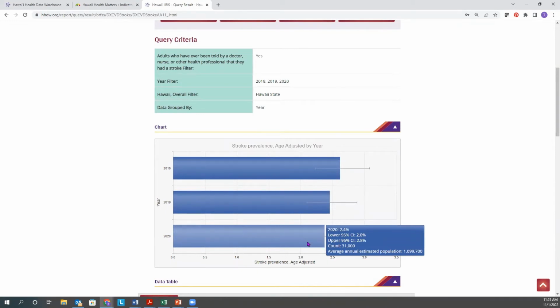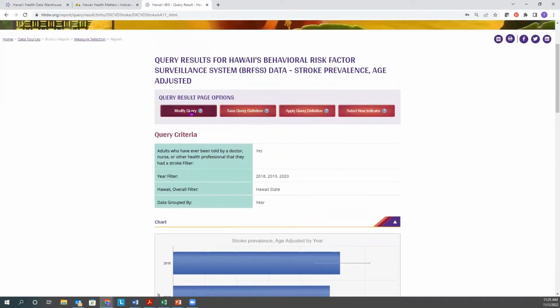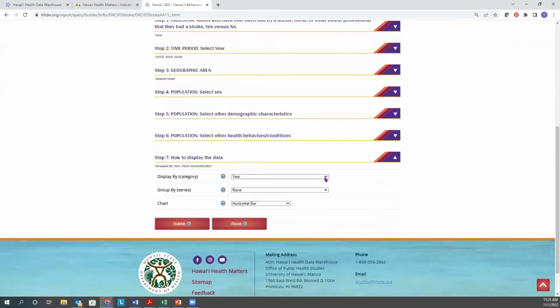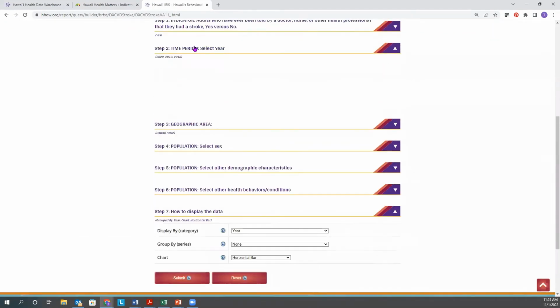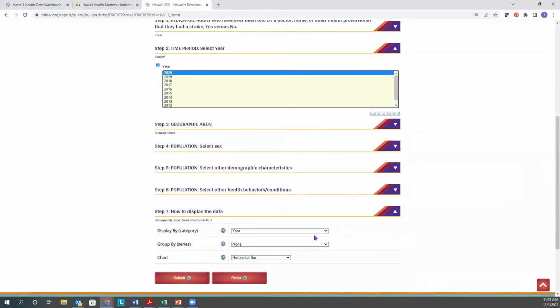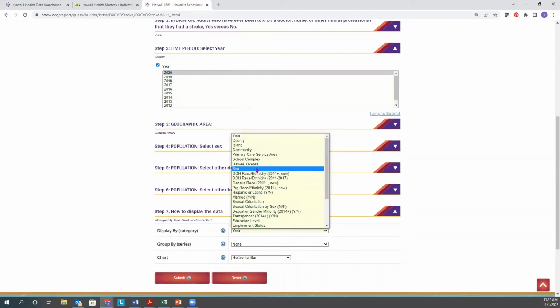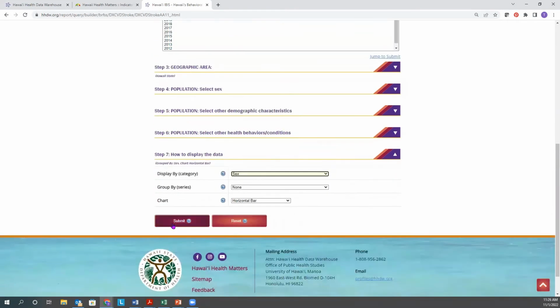But my question was, is there a difference when you look at stroke prevalence by age adjusted by sex? So I'm going to modify my query here and just look at 1 year so I can compare to that other data. And I'm going to look at the data by sex here. And I'm just going to hit submit.